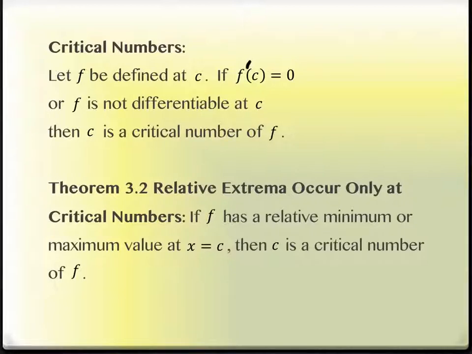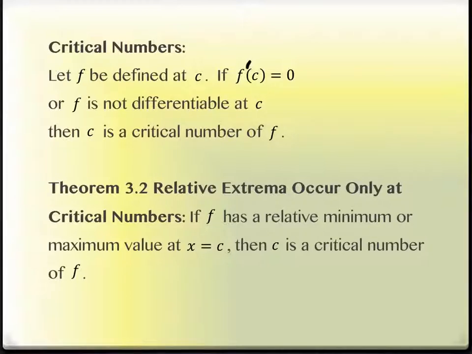If f prime of c is 0, that is the derivative is 0, or if the function is not differentiable, so we've talked about places where it's not differentiable, like these sharp turns, right? Or potentially a place where there's a jump in the graph or a hole in the graph, those not differentiable spots, then those spots are contenders. They're critical numbers. They may not be, but they may be relative extrema. They're points for us to check, to test, to take a look at.